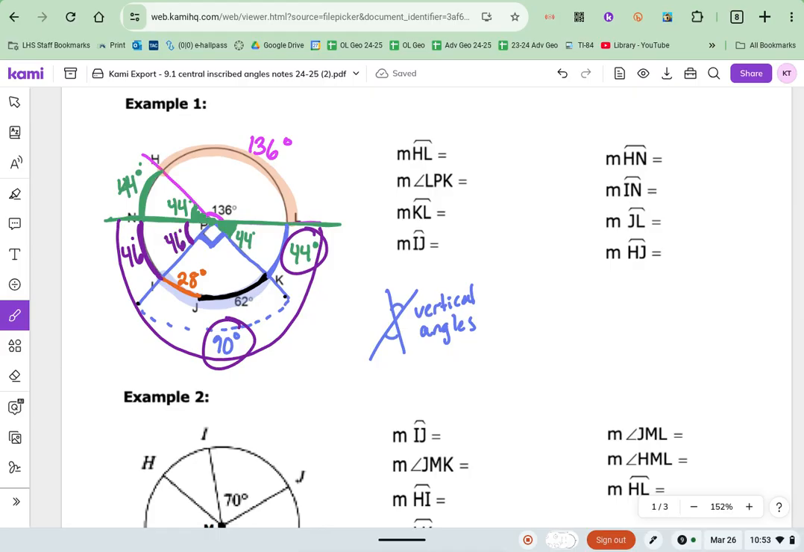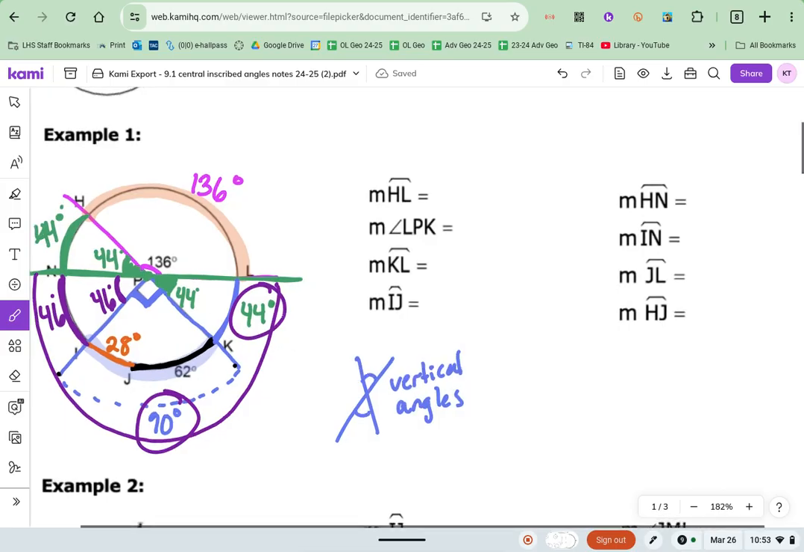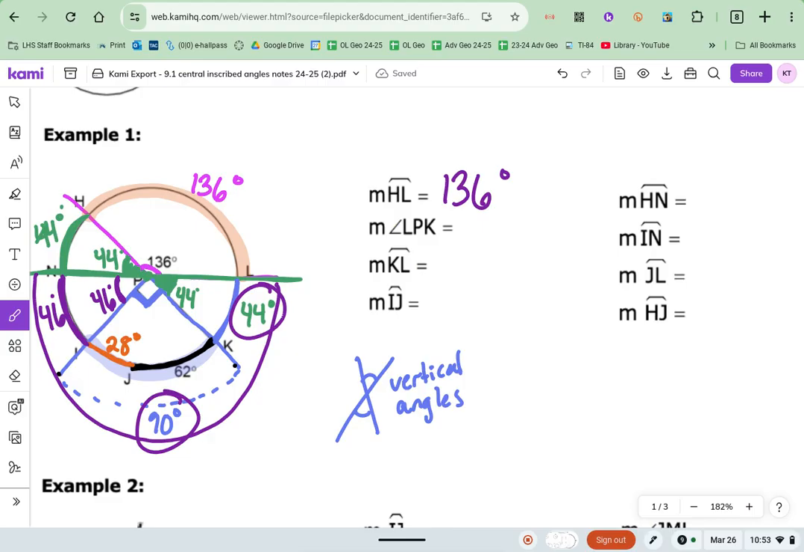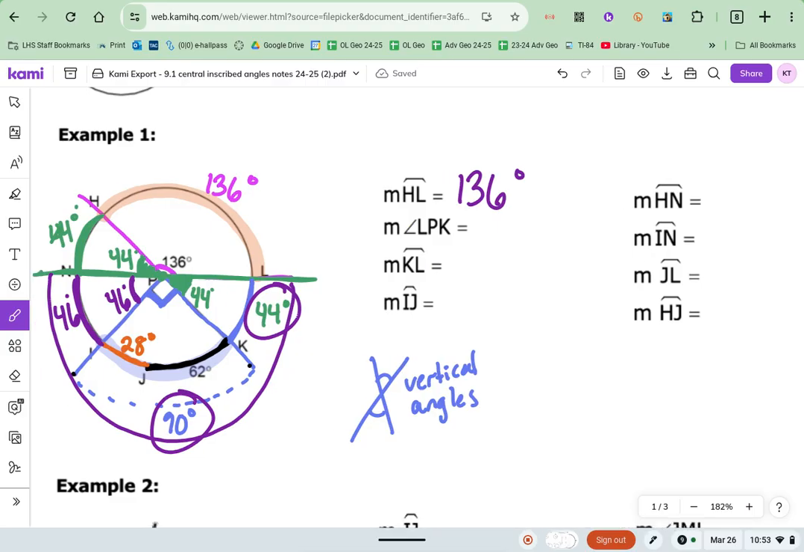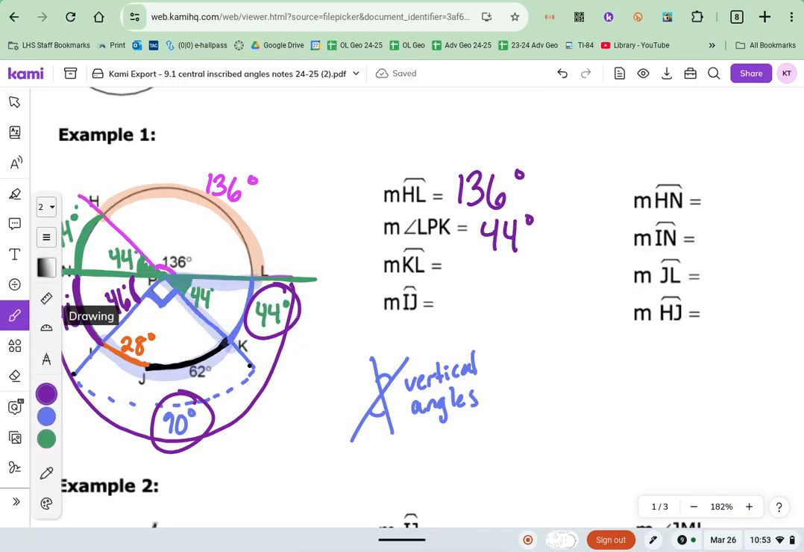So now we can go through and fill in our little blank. So the measure of arc HL, that was 136 degrees. Then we have the measure of angle LPK. So let's see, L to P to K, that's that 44 degree angle. Remember that to find out where an angle is when it's with three letters, trace it with your finger, start at L, go to P, go to K. Whatever is in between where your finger turns, that's where the angle is.